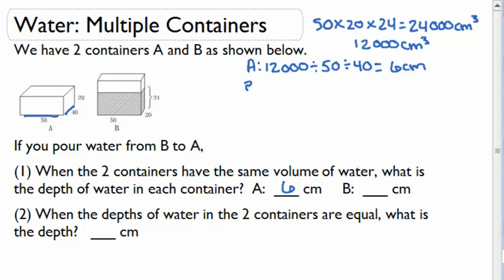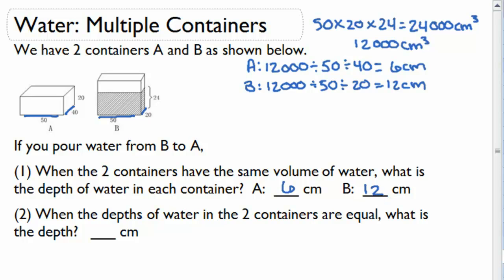And for B, we can do the same thing. We know that we'll again have 12,000 cubic centimeters, and we'll divide that by the 50 for the length and 20 for the width, and we'll get a depth of 12 centimeters.